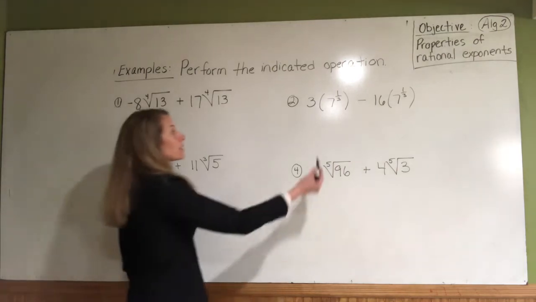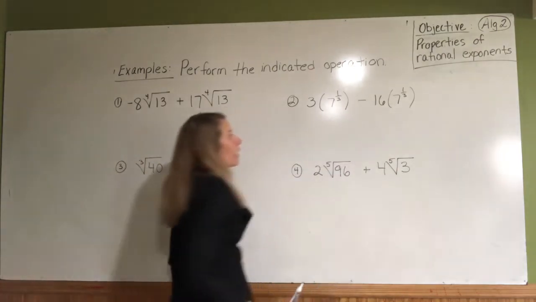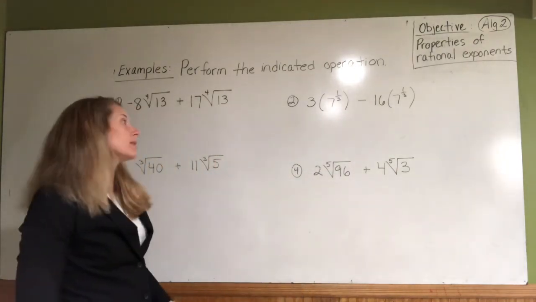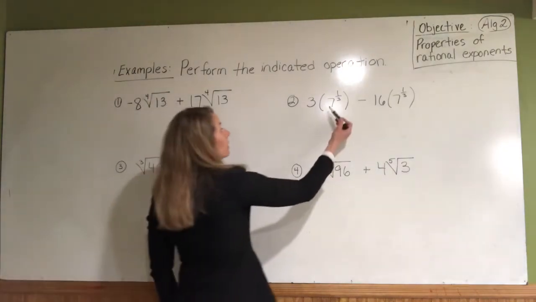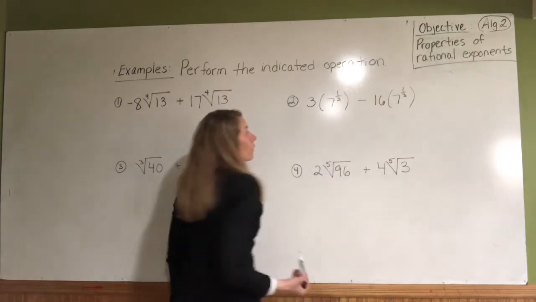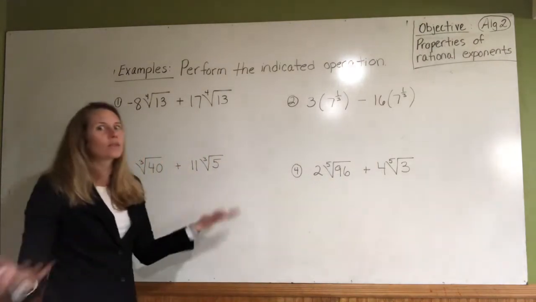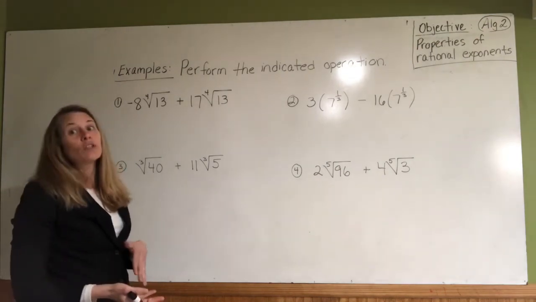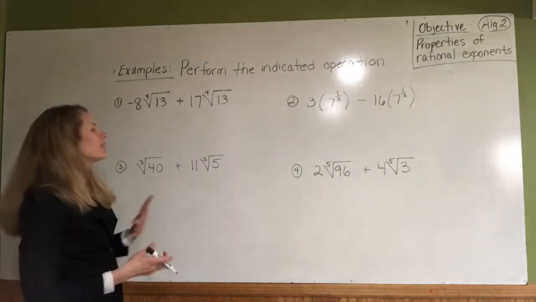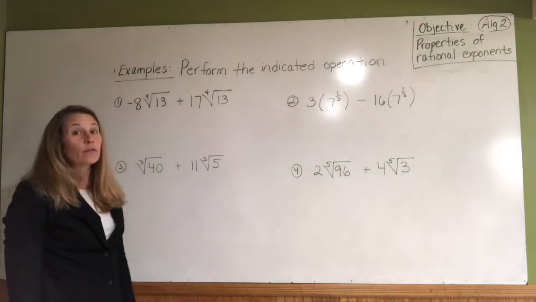So when it comes to exponents, we're already pretty familiar with adding and subtracting like terms. It means that they have the same variable, the same exponent, and that kind of thing. So here, 7 to the 1/3 and 7 to the 1/3, it's no different than having x to the 1/3 or something like that. So we know those are like terms, and then we just add or subtract those coefficients. The same rules basically apply for radicals.